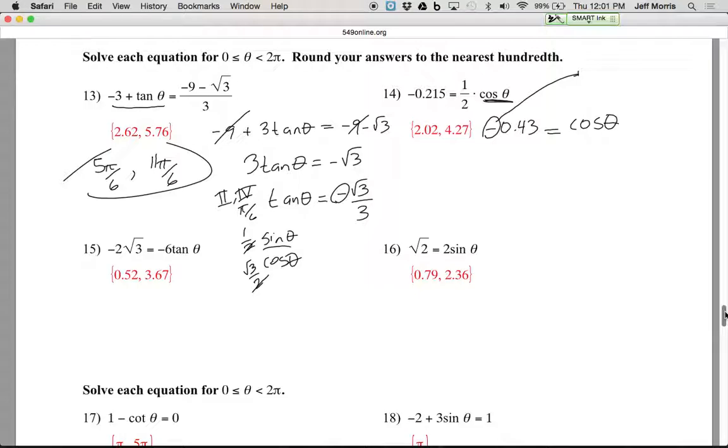Okay, that's negative, so what quadrant are we in? Quadrant 2 and quadrant 3. Okay, you good with that? Now, let's do the inverse cosine. So theta is going to be equal to inverse cosine. This one you have to have a calculator for. There's no way you're doing this without a calculator. All right, do that for me.